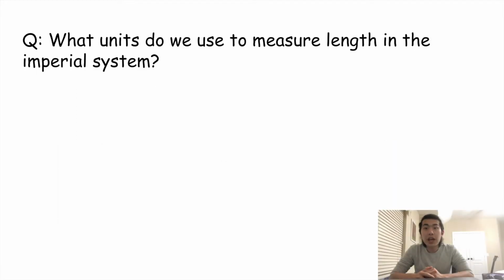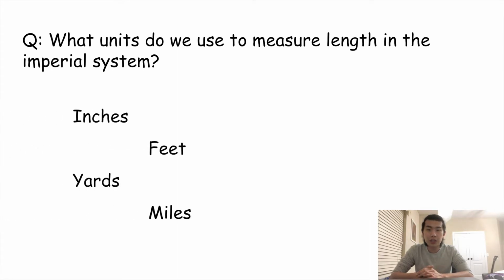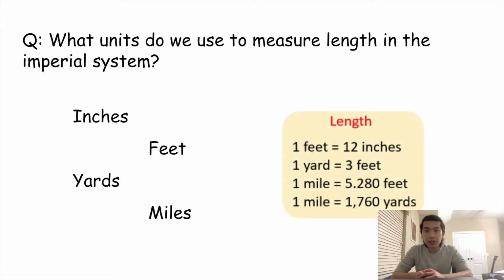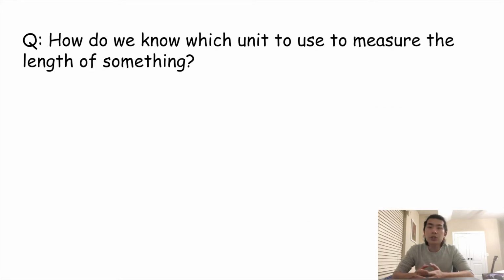Okay, you may have a question. What units do we have in the Imperial System? So for length, we would always have inch, feet, yards, and miles. Those are the most common ones. And for reference, there are 12 inches in each foot, 3 feet in a yard, and 1,760 yards in a mile. But another question comes up is, what do we use when we're measuring some objects, right?